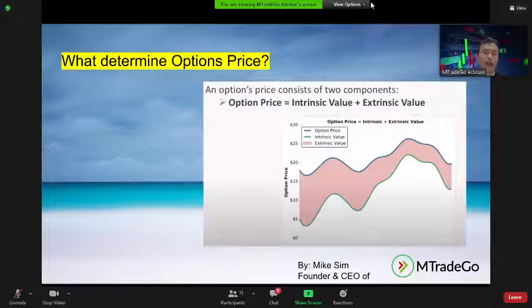Options, the price is actually determined by two things only: intrinsic value and extrinsic value. What is intrinsic? What is extrinsic? You can see here, the intrinsic value is the green line. The extrinsic value is the cream one, especially when you want to sell options, because as the days go by, the time decay, the theta becomes negative, losing money every day, while you keep receiving the premium. So the option price combines both the intrinsic value and the extrinsic value.